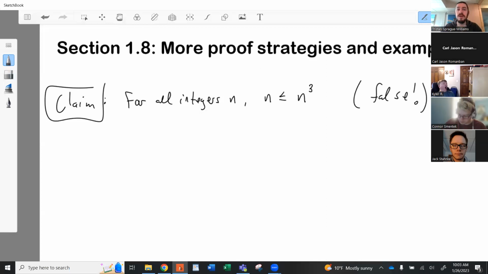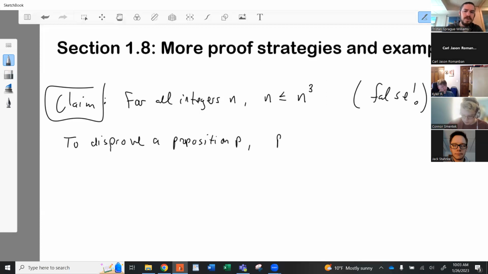So in order to disprove, what we can do here is instead of proving this, we can disprove it. If you want to disprove a proposition, what you do is you prove its negation. That's what it means to disprove something. Makes sense, right? You want to prove it's false, so prove that its negation is true. That's all. So let's negate the claim.